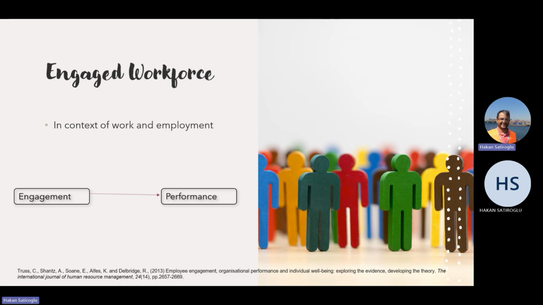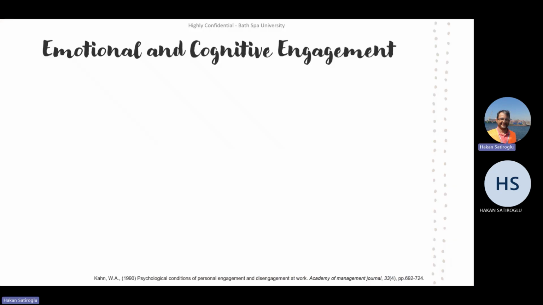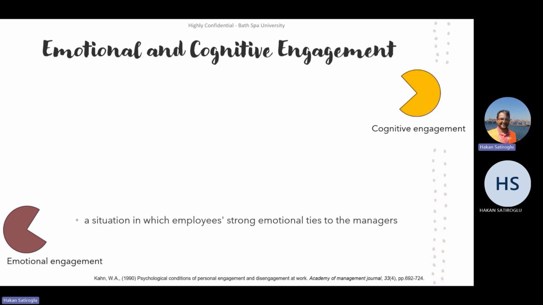But what is engagement? One of the predominant descriptions, I just specify the author's name here, is Kahn, from the journal paper Psychological Conditions of Personal Engagement and Disengagement at Work. Kahn says it is emotional engagement and cognitive engagement. Also, there are other things as well.